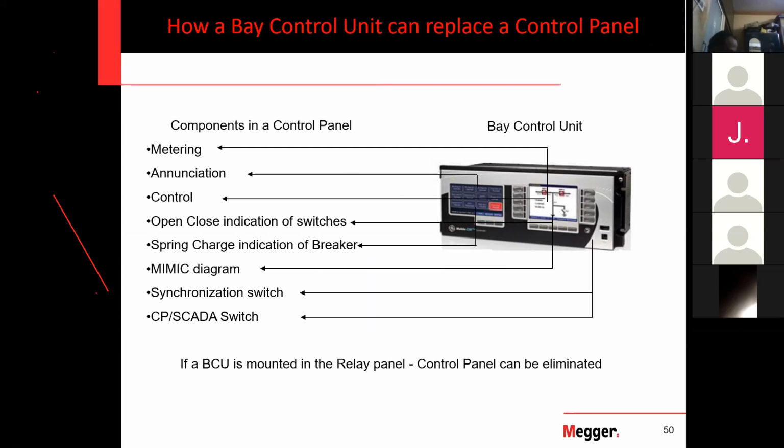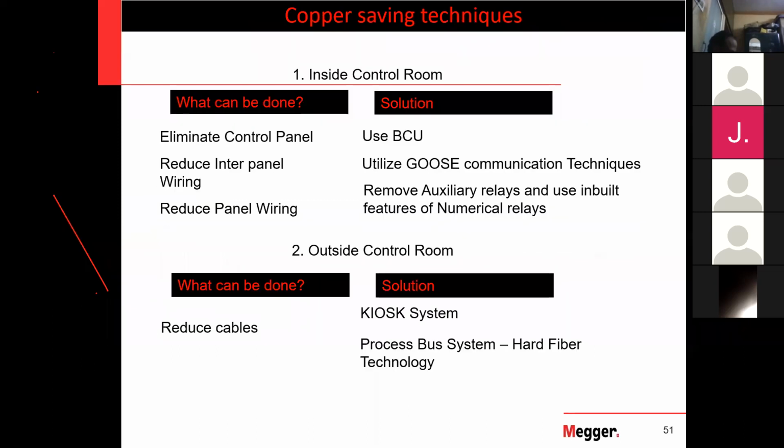Therefore, when we work with the Bay Control Unit, we can eliminate a control panel. And this is a small box, just the size of our laptop. So you can visualize the size; what you see here is the size of our laptop. With this, we can eliminate a whole control panel. A control panel is the size of a Godrej bureau, such a big one. That can be eliminated, and in that place we are putting a laptop. So this is called the first method: eliminate control panel, use Bay Control Unit.